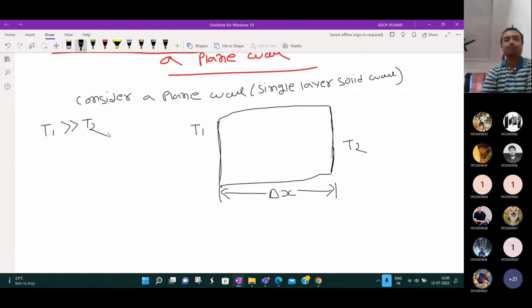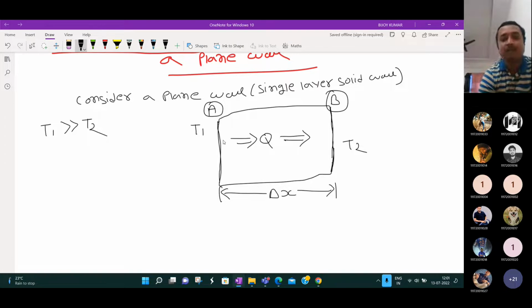Then what will happen? Heat will transfer from surface A to surface B. Why? Because there is a temperature difference. The heat will transfer from surface A towards surface B because T1 is at a higher temperature and T2 is at a lower temperature. Let us say this is called the high temperature surface and this is called the low temperature surface.